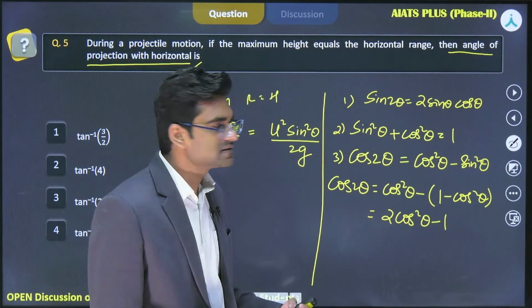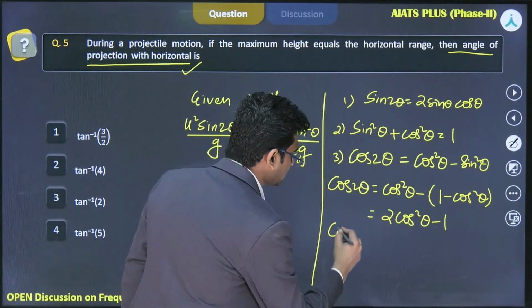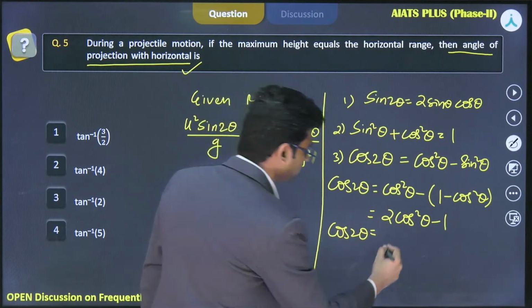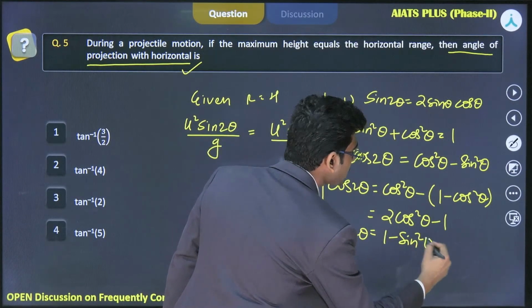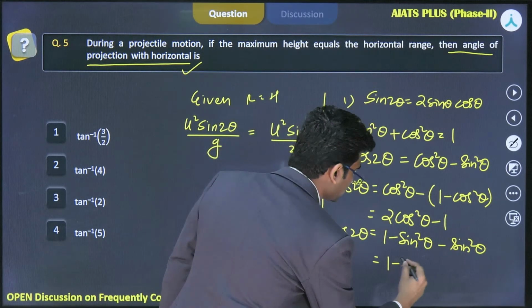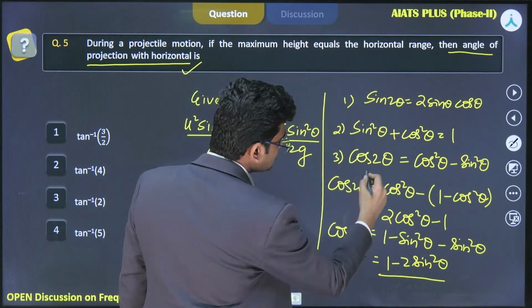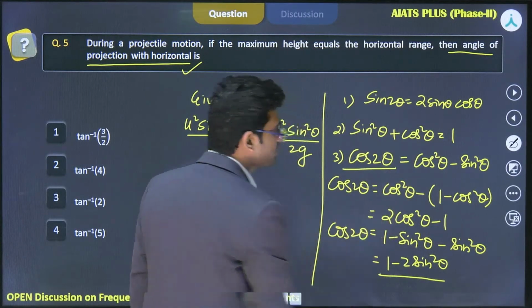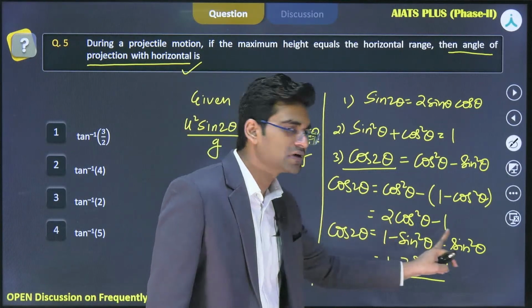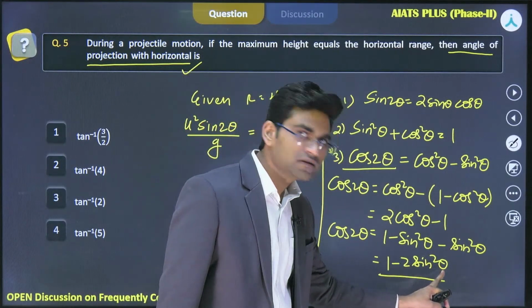Now I want to write this in terms of sin square theta only. How can I do that? Cos 2 theta is equal to, again, cos square theta can be written as 1 minus sin square theta, and minus sin square theta is already here. This will become 1 minus 2 sin square theta. So you can see that cos 2 theta can have three forms. One is cos square theta minus sin square theta. The other one is cos 2 theta is equal to 2 cos square theta minus 1. And the third one is cos 2 theta is equal to 1 minus 2 sin square theta.